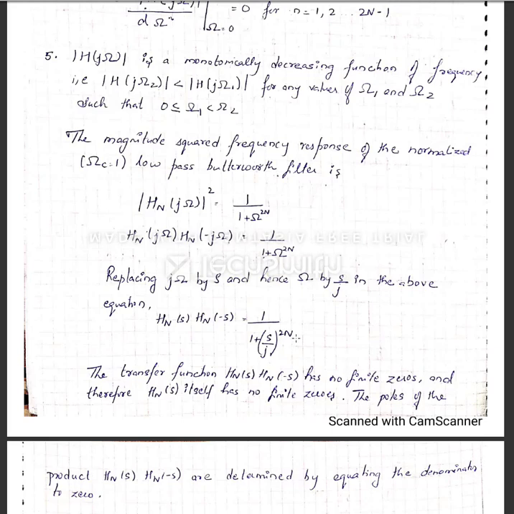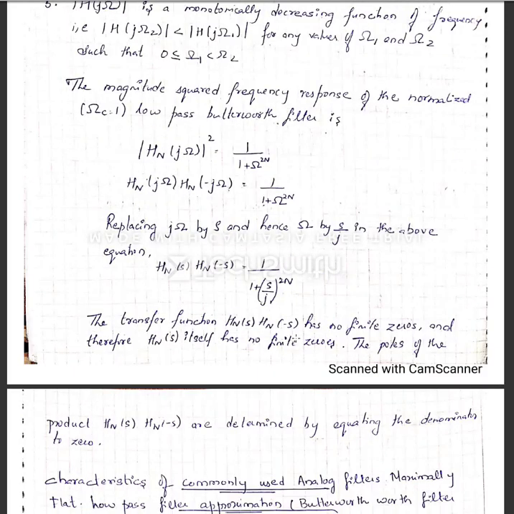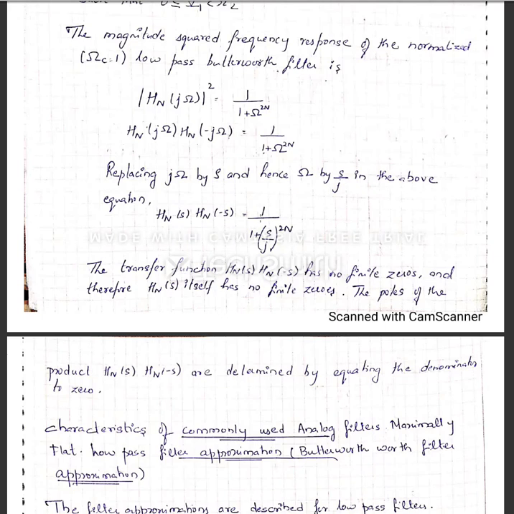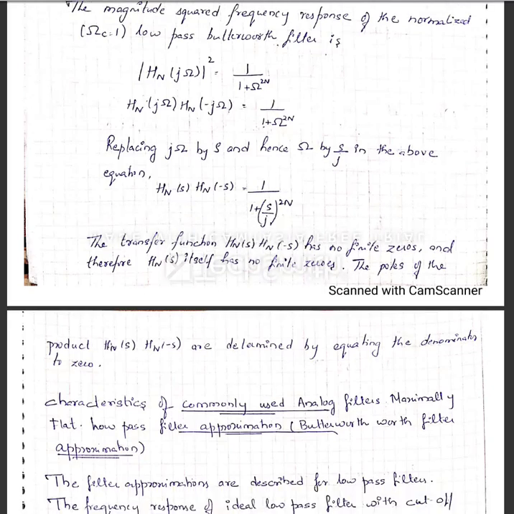Now they say this transfer function has no finite zero, and therefore H n itself will have no finite zeros. The numerator was for zeros and the denominator was for your poles. So how would you obtain the poles? You would obtain the poles by equating the denominator to 0. That is what we will see here.